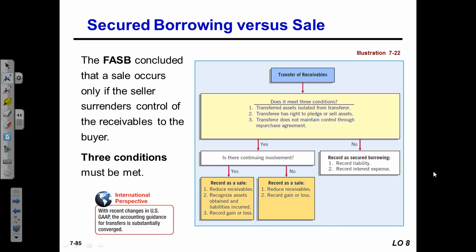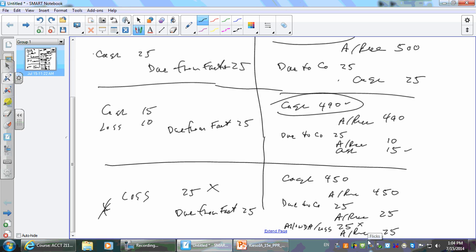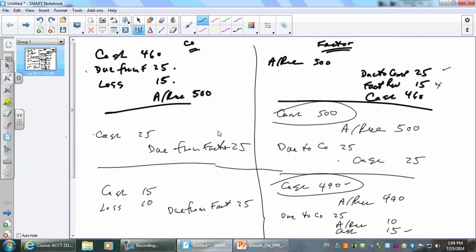Okay, secured borrowing versus sale, we'll come back to this in a second. So what I'd like you to do is change these to be with recourse. Can you do it? Let's change it to with recourse now. What changes here when it goes to with recourse? What did we change on the first one? For the factor, what changes? Nothing. No change. Okay. No change over here for with recourse.